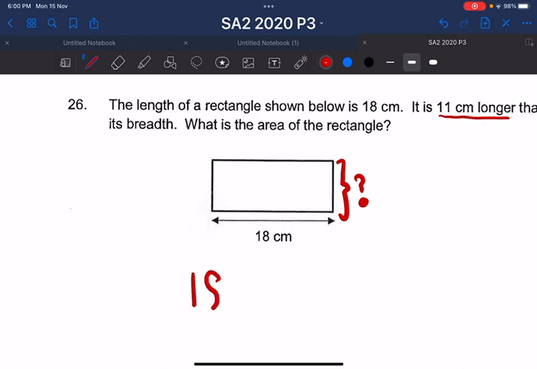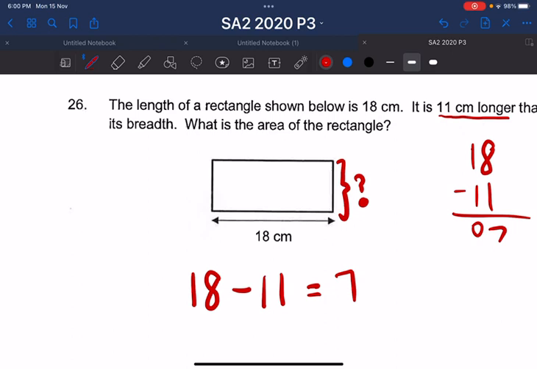Right, now the length is 18. The length is 11 centimeters longer than its breadth. So the breadth must be shorter, right? Shorter by 11. So why don't we take away 11 to see how much is the breadth? So 18 minus 11, we have 7. Okay, so there we solve a mystery here. We know the breadth is 7. The length is 11 more than 7.